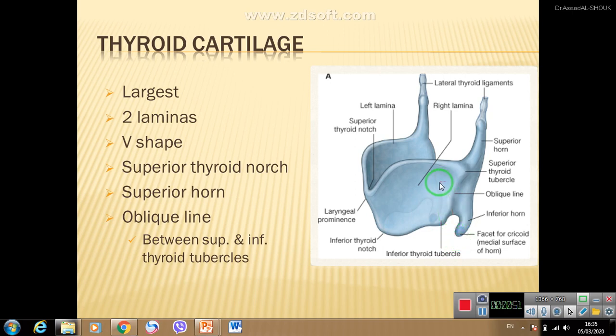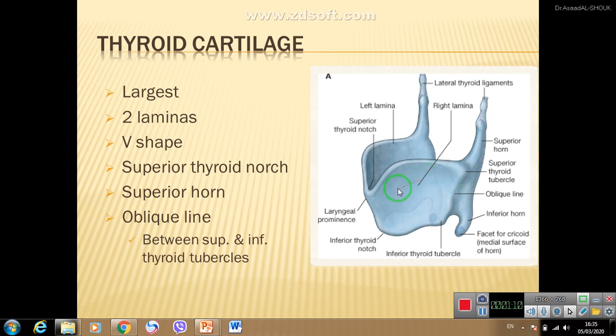In the thyroid lamina we have an oblique line, this one on the external surface of the thyroid lamina. The oblique line is bounded superiorly and inferiorly by a tubercle, which are called the superior thyroid tubercle and inferior thyroid tubercle.